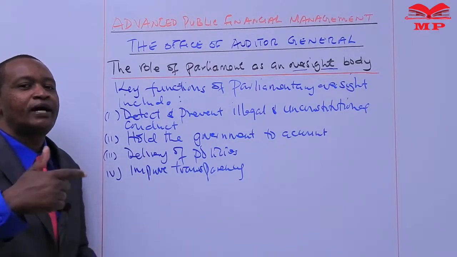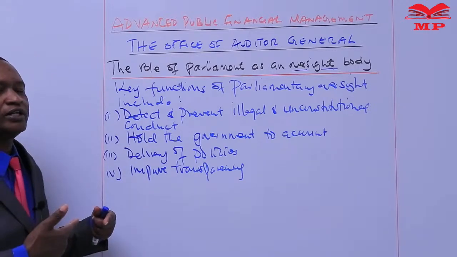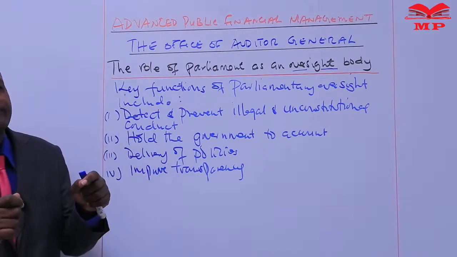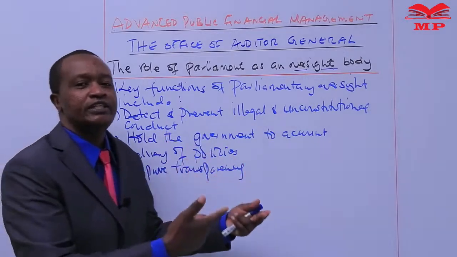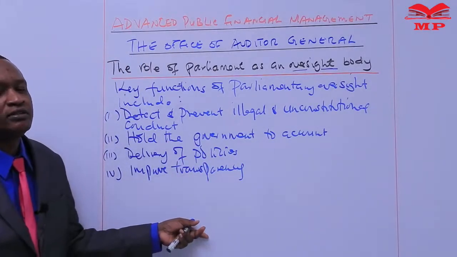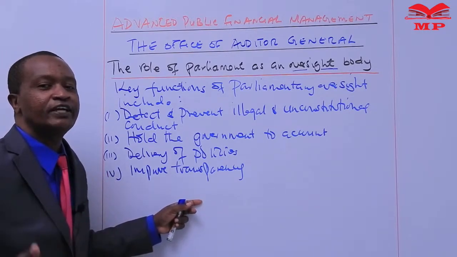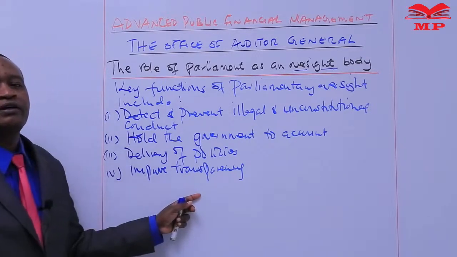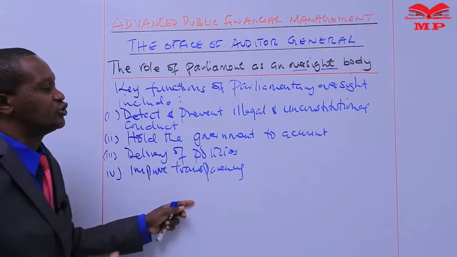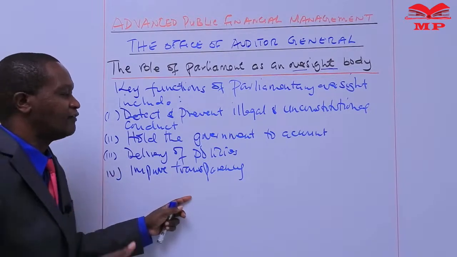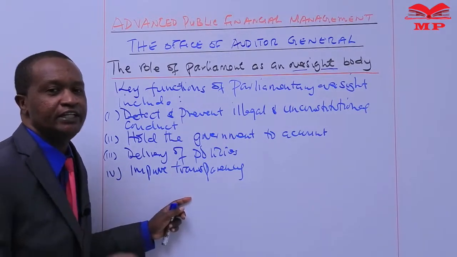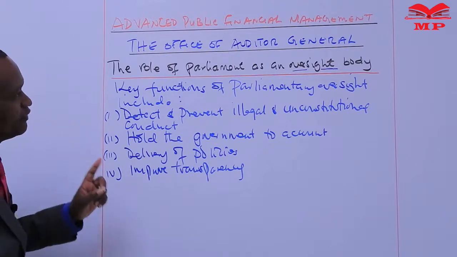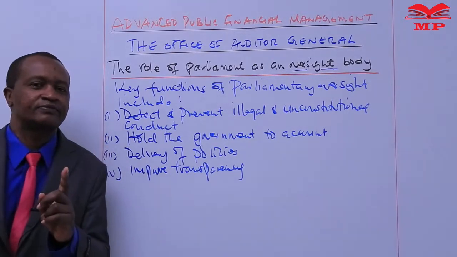So candidates, parliament can use its powers to verify whether the laws and policies, for example, on security are being implemented, and the implementation must be effective. The parliament can also use its powers to ensure that the policies have been implemented effectively. So these are some of the key functions of parliamentary oversight.